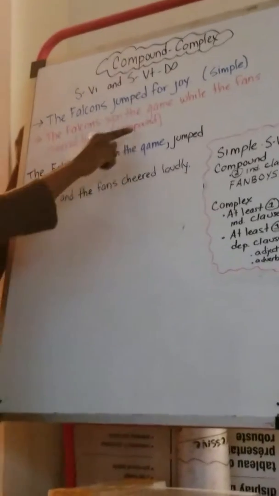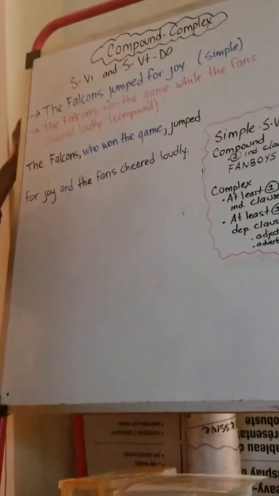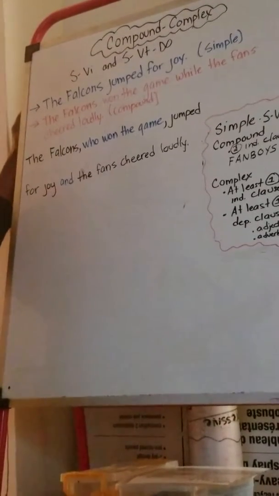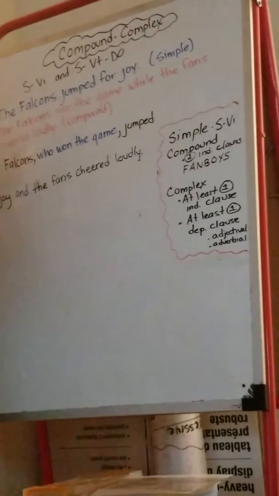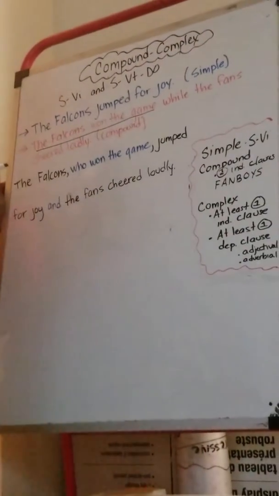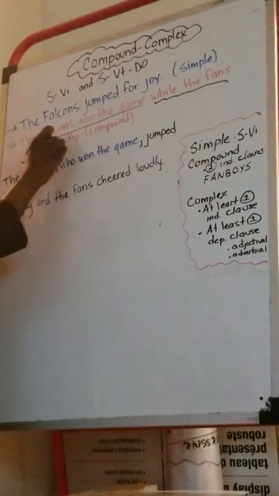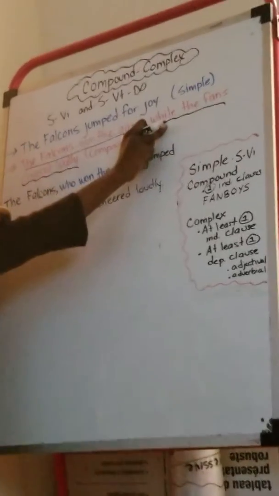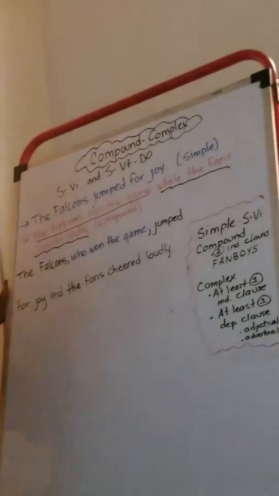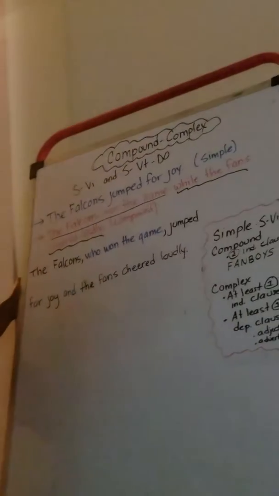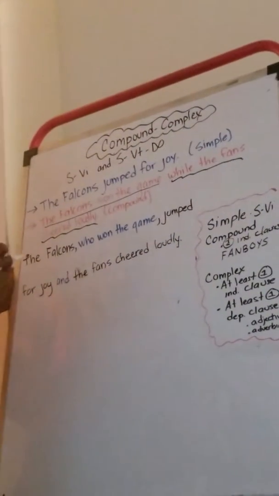Next, we have the Falcons won the game while the fans cheered loudly. Here we have a complex sentence. It has one independent clause and one dependent clause. My independent clause, the Falcons won the game. And then my dependent clause, while the fans cheered loudly. While is a www.asia.wub subordinating conjunction, so that starts our dependent clause.